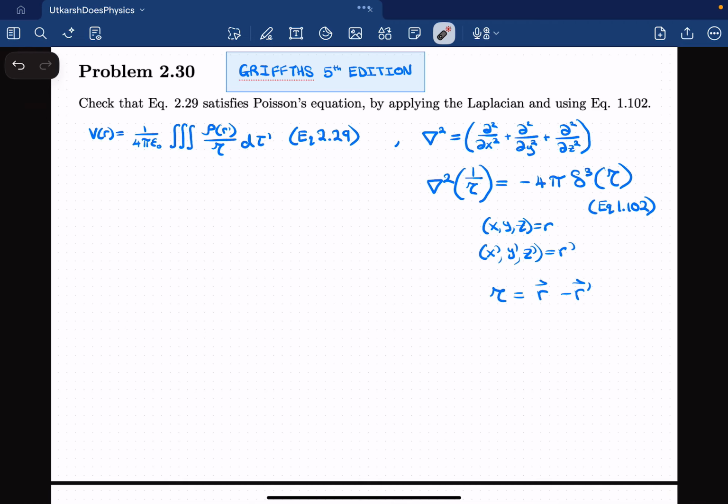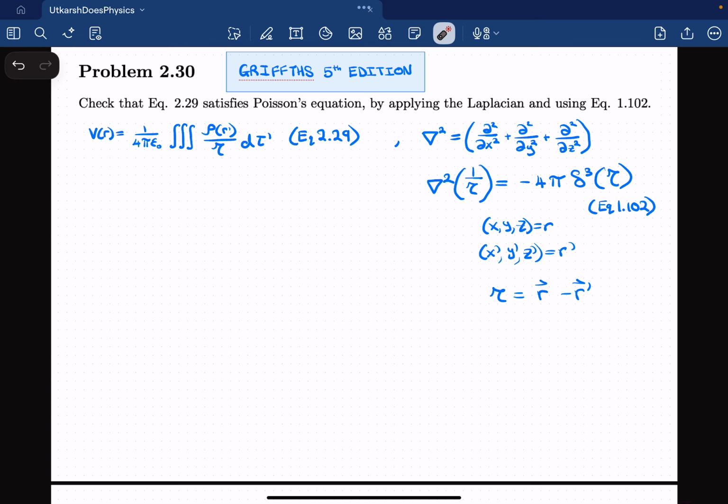Welcome back, everyone. Today we're going to be solving a question from Griffiths, the 5th edition. In the question, it basically asks us to check that equation 2.29, which is this function over here, satisfies Poisson's equation. We do this by applying the Laplacian, which is this function over here, and equation 1.102, which I've written out over here.